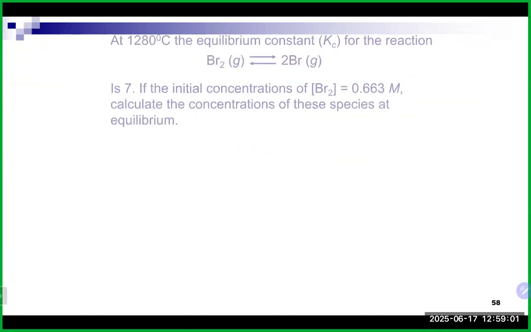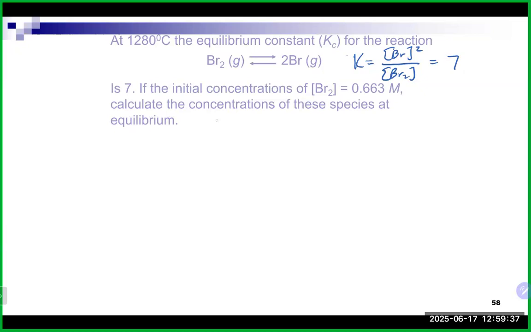So let's take a look at one here together and go through it, just to see what we're talking about. Let's say we have this reaction here and K equals 7 in this case. And we're starting with an initial concentration of 0.663 molar for Br2. What are everybody's equilibrium concentrations? So the first thing I might want to do is write my equilibrium expression, which is the concentration of Br, and we're going to square it, divided by the concentration of Br2, and that equals lucky number 7 in this case.